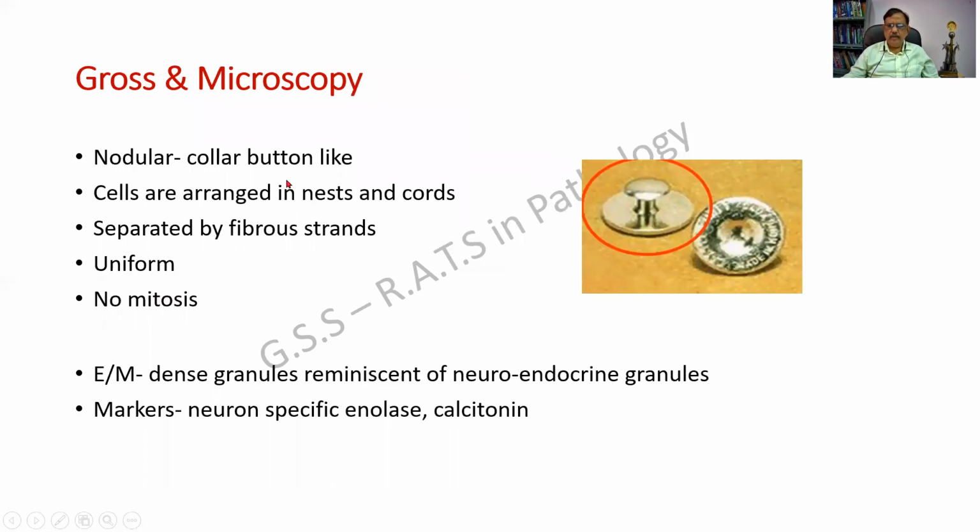So the gross and microscopy is again repeated: nodular or a collar button like arrangement. The cells are arranged in nests and cords separated by fibrous strands. Uniform, no mitosis. And the electron microscopy will be showing neuroendocrine granules. The markers for this particular tumor will be neuron-specific enolase and calcitonin. Please remember this. Carcinoid tumor occasionally can be asked as a question. Carcinoid syndrome is also a frequently asked question.